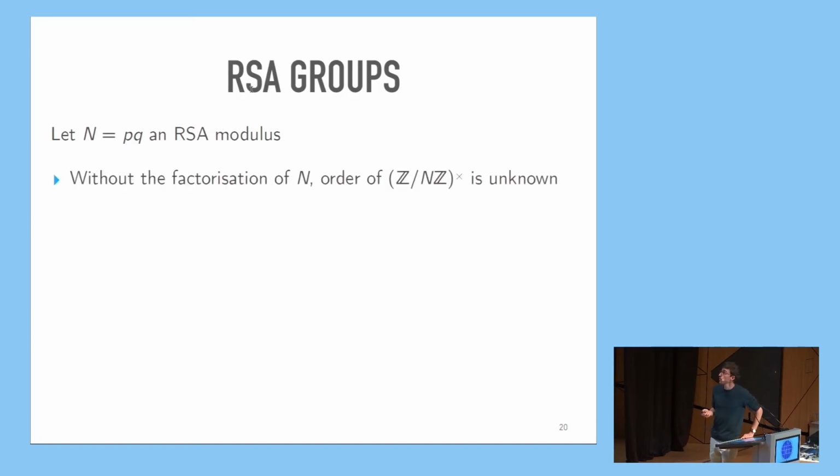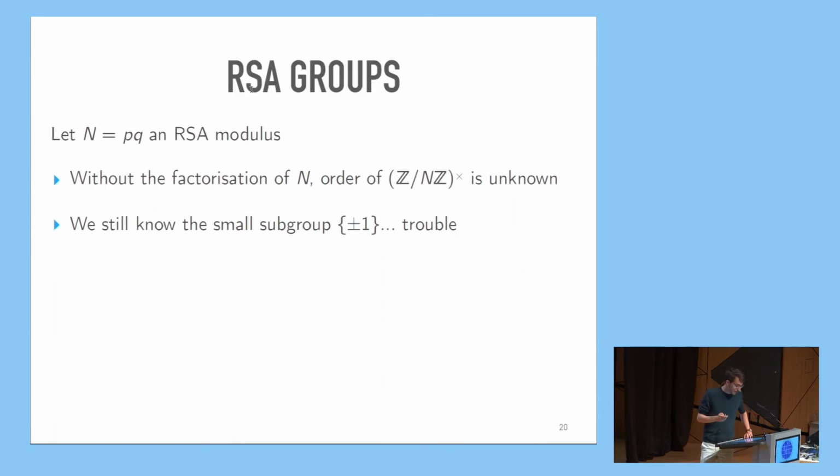And without knowing the factorization of n, the group Z mod nZ star has an unknown order. But it has a known subgroup of small order. So we have to be careful here. We know this subgroup plus or minus 1, and this can cause trouble. In the adaptive root assumption, I could say w equals minus 1. It's not the neutral element, but then I'm able to extract Lth root of minus 1 for arbitrary L. So what you want to do, in fact, is work in the RSA group quotiented by plus or minus 1.